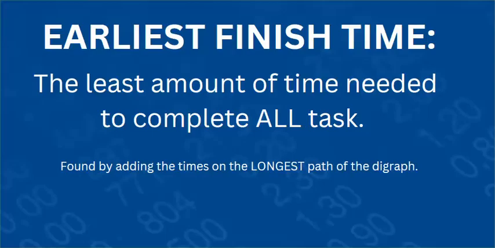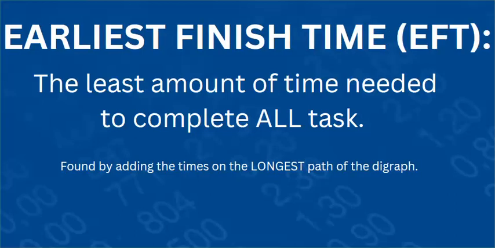The goal is to figure out the earliest finish time. The earliest finish time, also called EFT, is the least amount of time that's needed to complete all of the tasks. We can find this by adding the times on the longest path of the digraph.